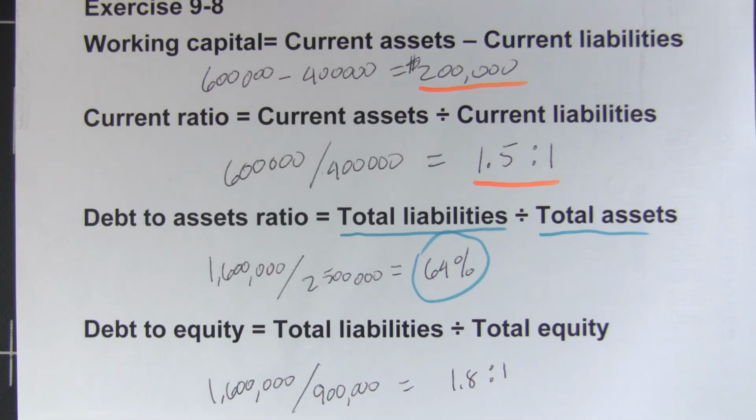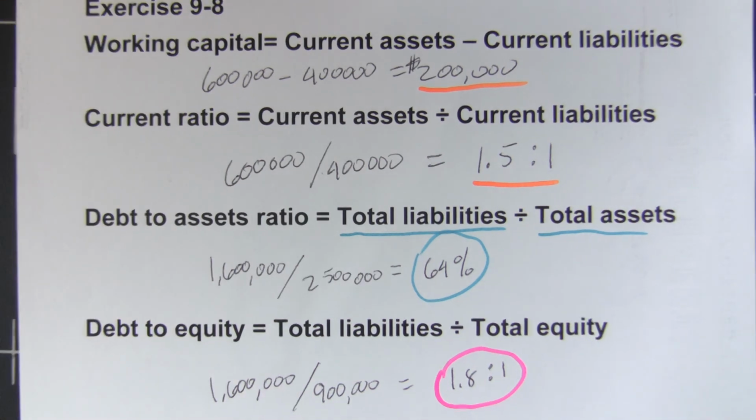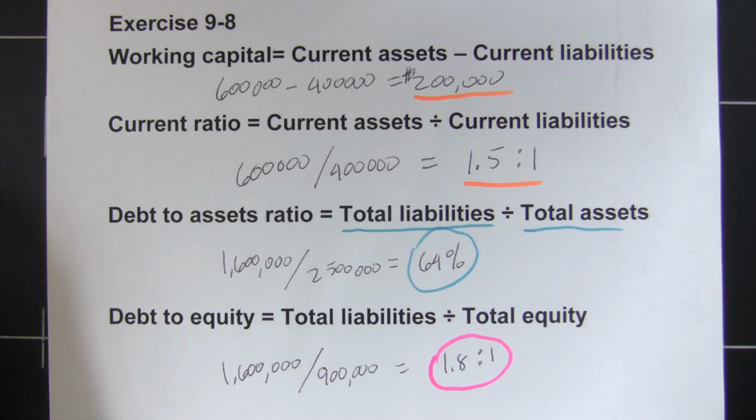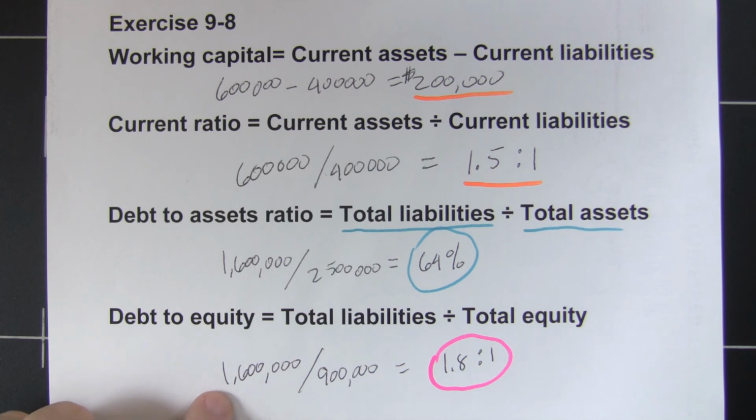That says that for every dollar in equity, we have $1.80 in liabilities. Again, that makes us a fairly stable company. That means we may be a company that's going to be around a while. That's a good sign, because we have $1,600,000 in liabilities. Okay, we have $900,000 in equity.